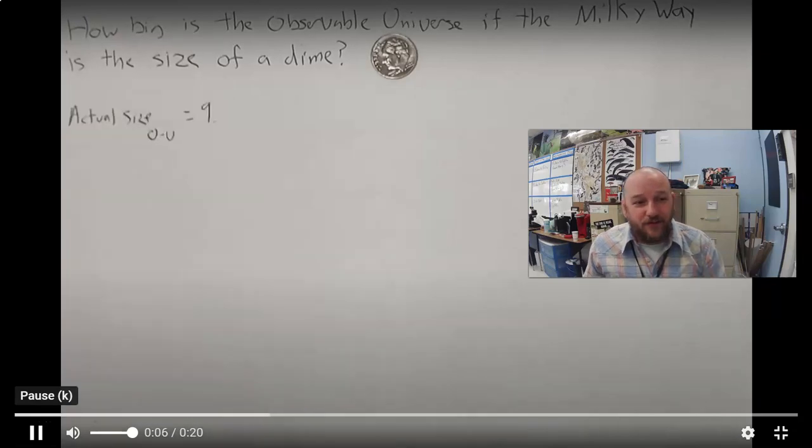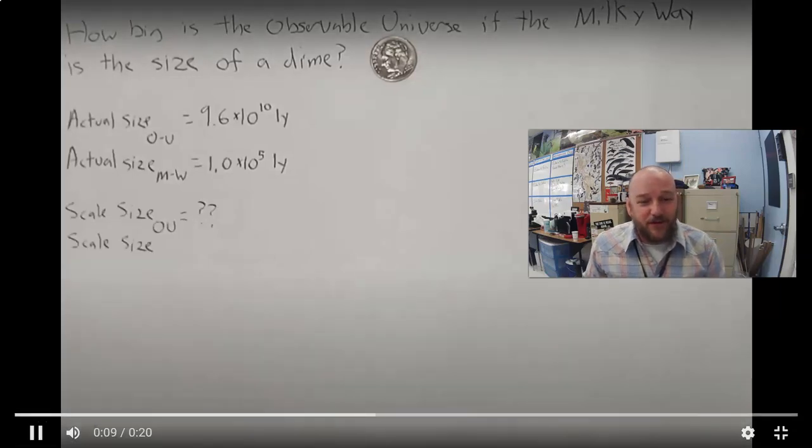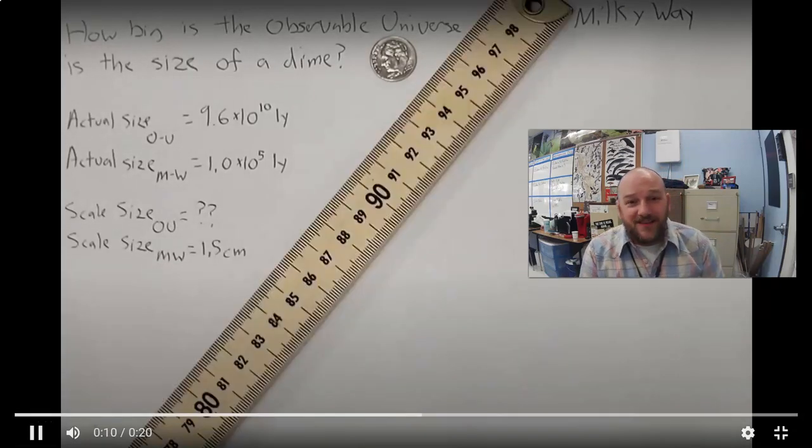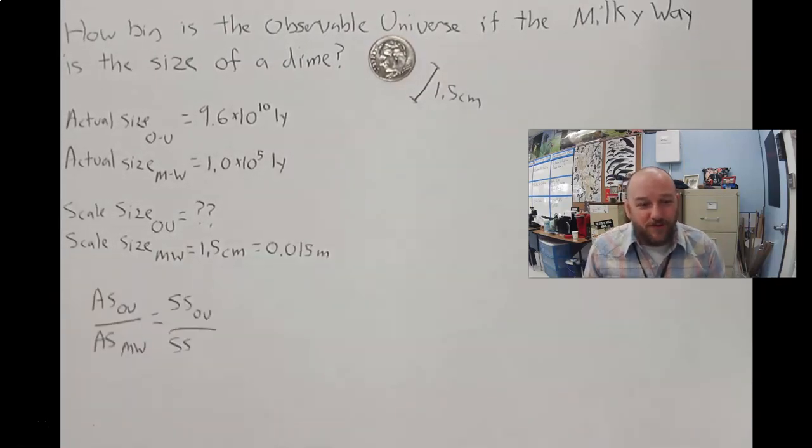It turns out the actual size of the observable universe is about 96 billion light years. And we know the actual size of the Milky Way is right around 100,000 light years. So 9.6 times 10 to the 10th is 96 billion represented in scientific notation. And 1.05 times 10 to the 5th is the actual size of the Milky Way in scientific notation. So we also had to figure out the scale size of the observable universe. That's what we're looking for. The scale size of a dime is about 1.5 centimeters, or 0.015 meters.